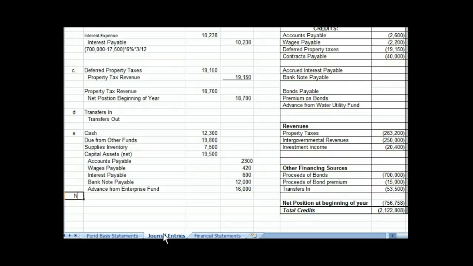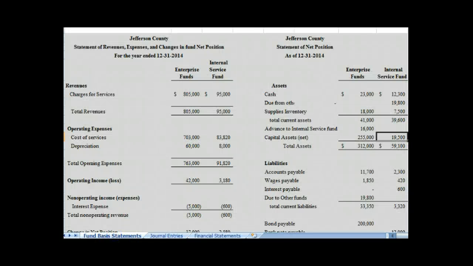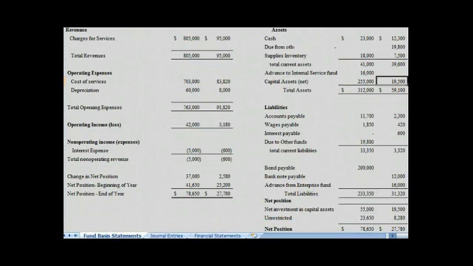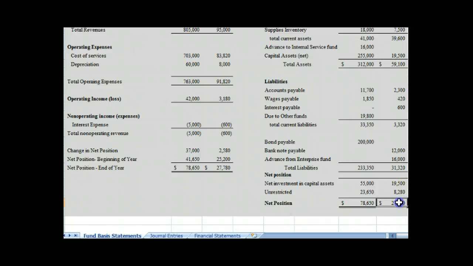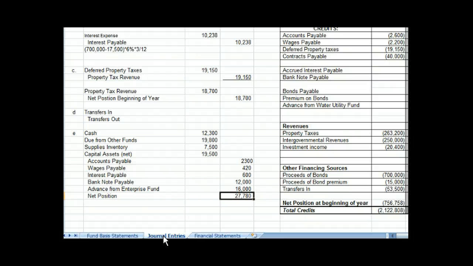And then the net position here. I like to think of the net position as equivalent to the fund balance that you got used to with your governmental funds. That's your net position. And you'll see that figure is 27,780. If you switch back to your fund basis financial statements for the internal service fund, you'll see that 27,780. So we know that we have balanced our entry.